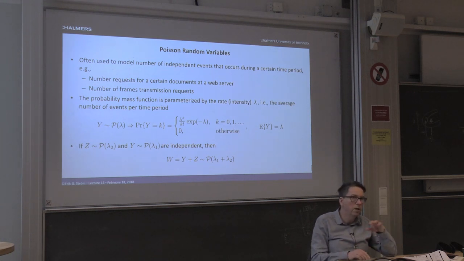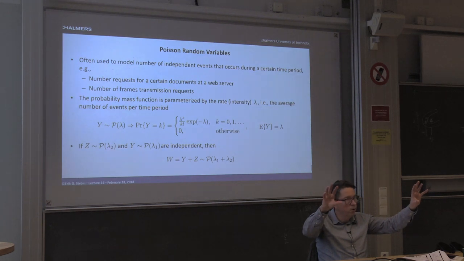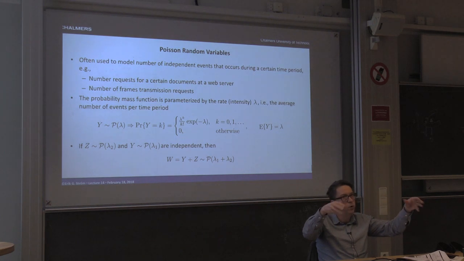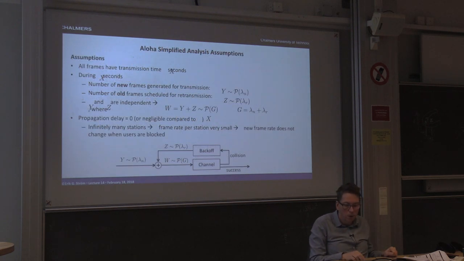So this is almost like this Gaussian property, right? If you have random events here and random events here, and you count both of these events, then we get a new Poisson with the intensity, which is the sum of this and this. Okay. All right.